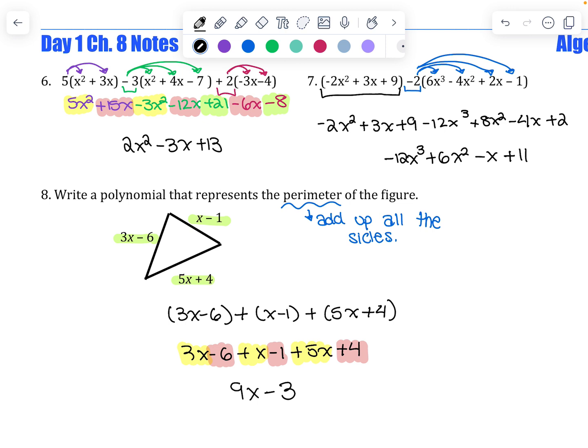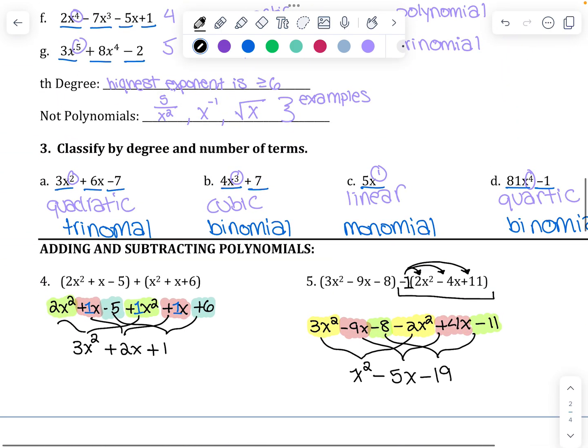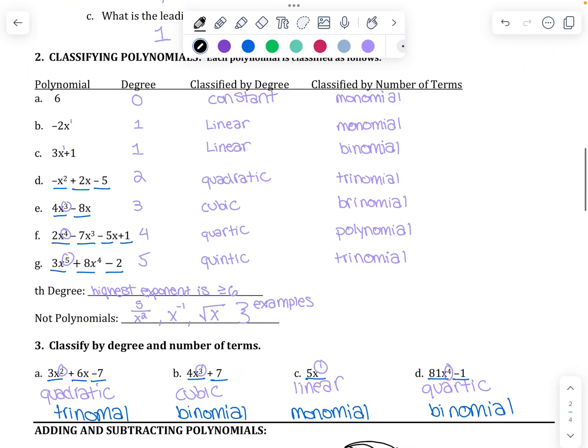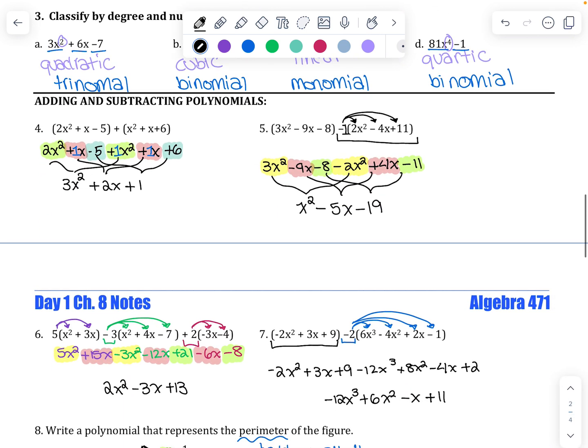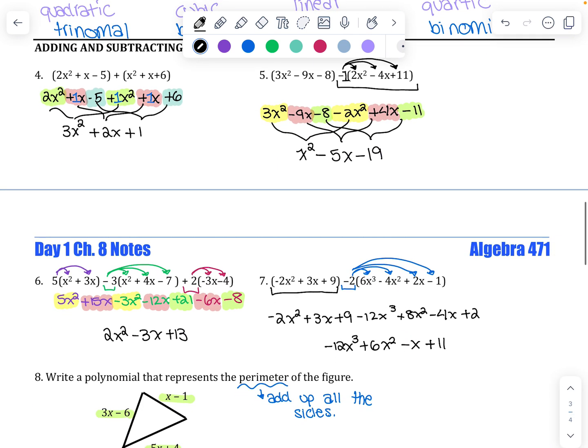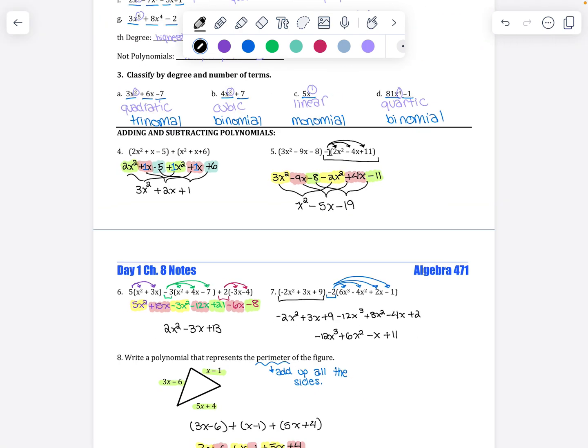Okay, so this was just day 1 of our chapter 8 notes of being able to classify by degree and by the terms, and then adding, subtracting, and distributing, then combining like terms.